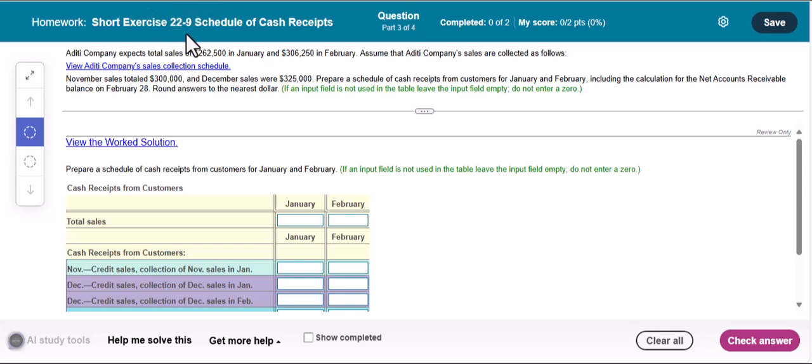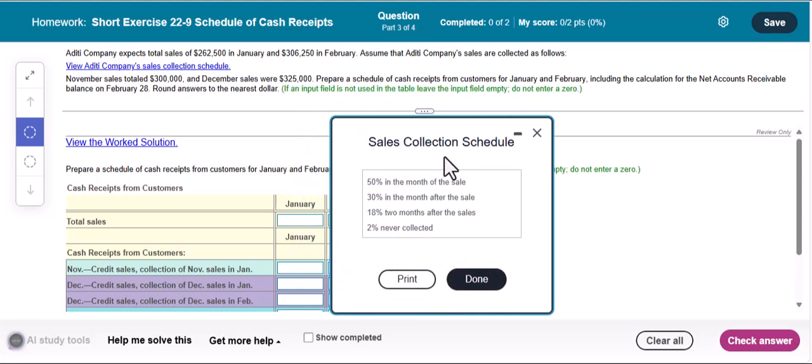Short exercise 22-9, schedule of cash receipts. So a DT company expects total sales of $262,500 in January and $306,250 in February. Assume that a DT company's sales are collected as follows. So we can view a DT company's sales collection schedule here.